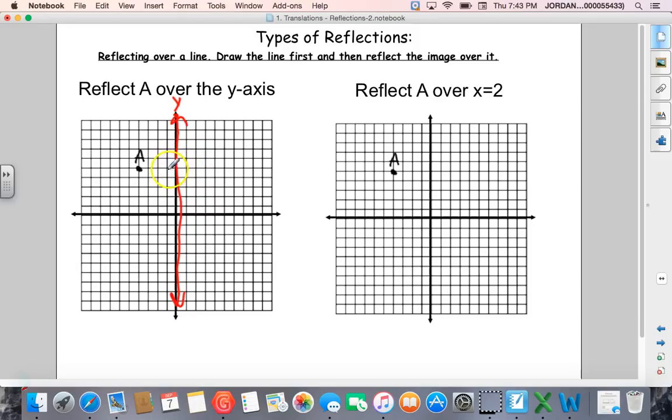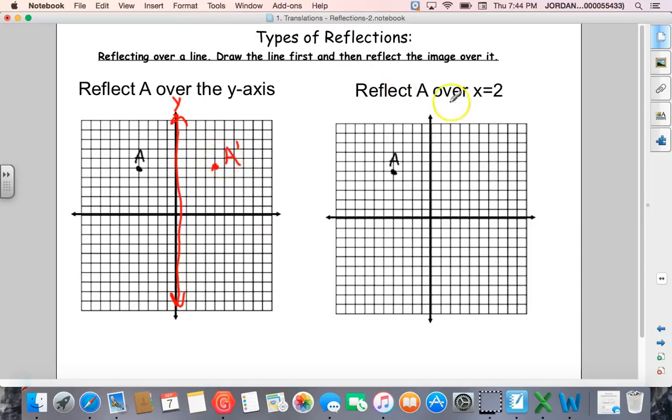So the easiest way to do this is to just count how many spaces from the reflecting line the point A is. So we can see it's 1, 2, 3, 4 spaces. Then if we're reflecting it, the point that reflects A should be that many spaces away on the other side. 1, 2, 3, 4 spaces. And of course, as you remember from the last video, the new transformation we make, we're not just going to call it A, we're going to call it A prime, right? So there's a reflection of A over the y-axis.